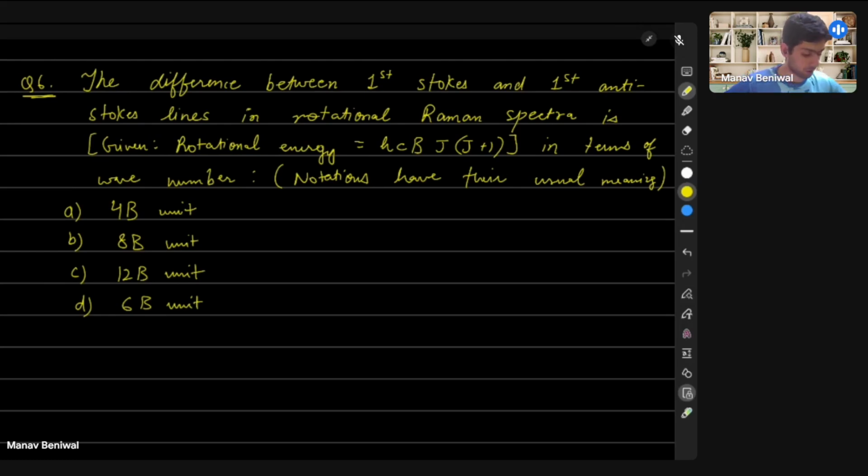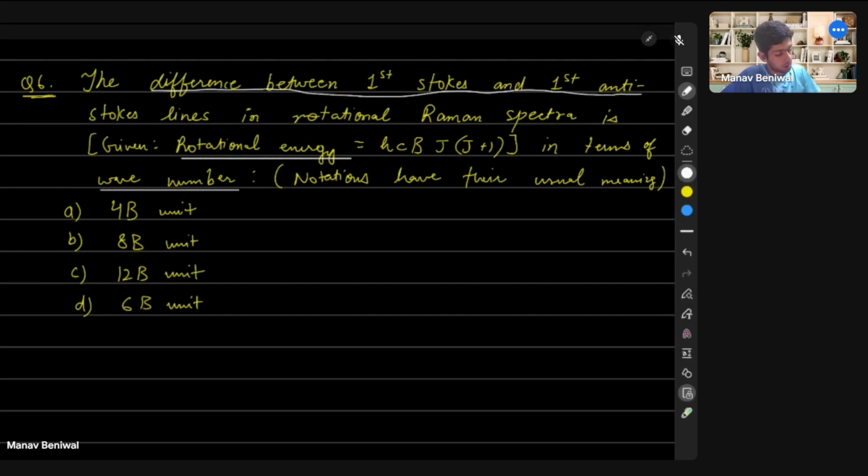So this is our sixth one. We have already solved one very similar problem. Here again we are given the rotational energy, and we are asked the answer in terms of wave number. So this is a question similar to question 4. What the problem is asking us is the difference between the first Stokes and first anti-Stokes lines. Again we are given the energy.